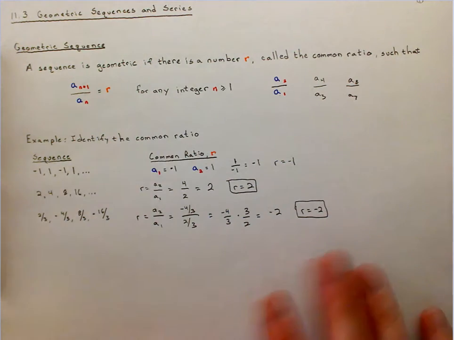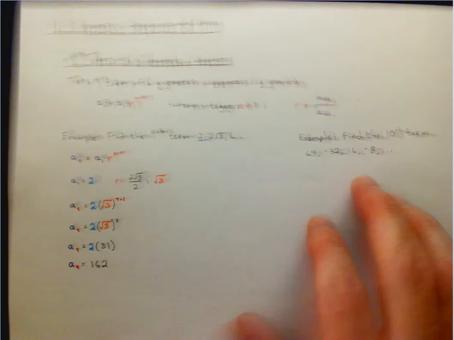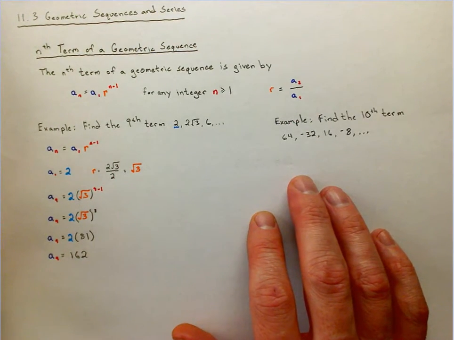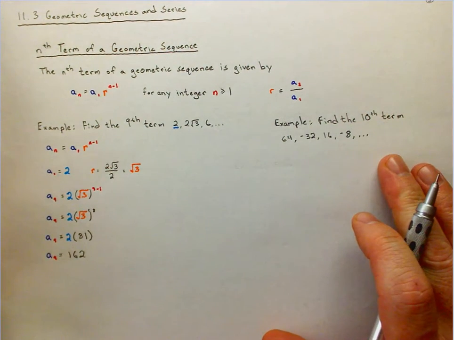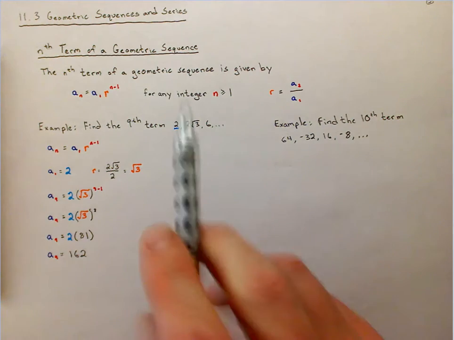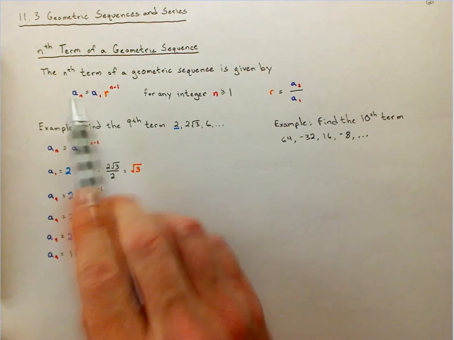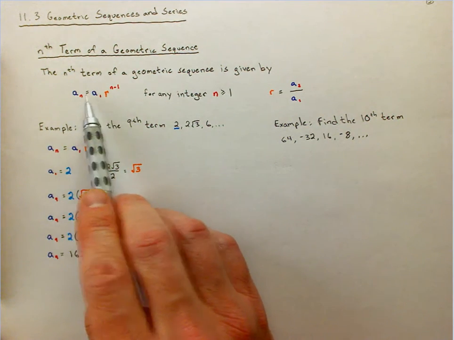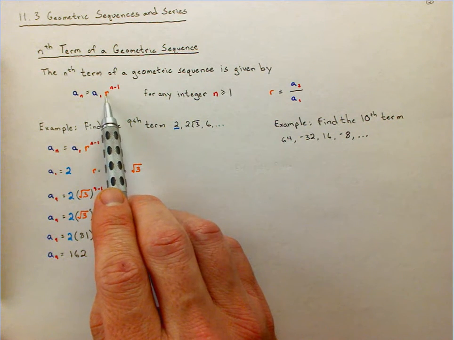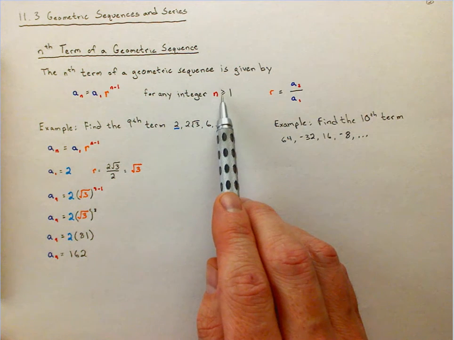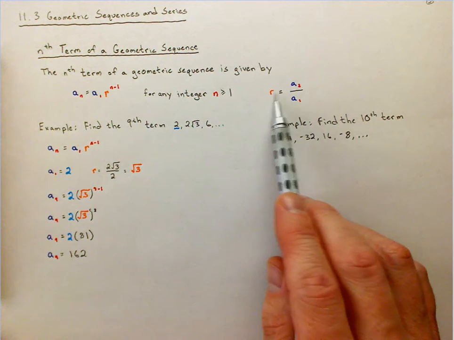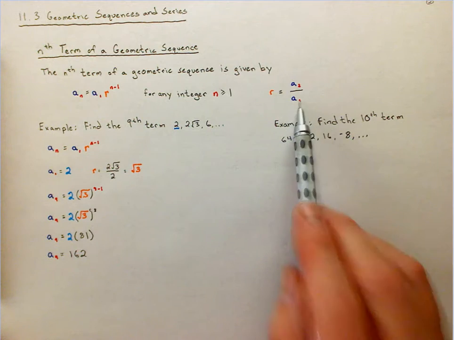Okay, so let's take a look and expand upon what we just did with talking about our common ratio. The nth term of a geometric sequence is given by a sub n equals a sub 1 times r to the n minus 1 for any integer n that is greater than or equal to 1. And remember r, we're just calling it a sub 2 over a sub 1.